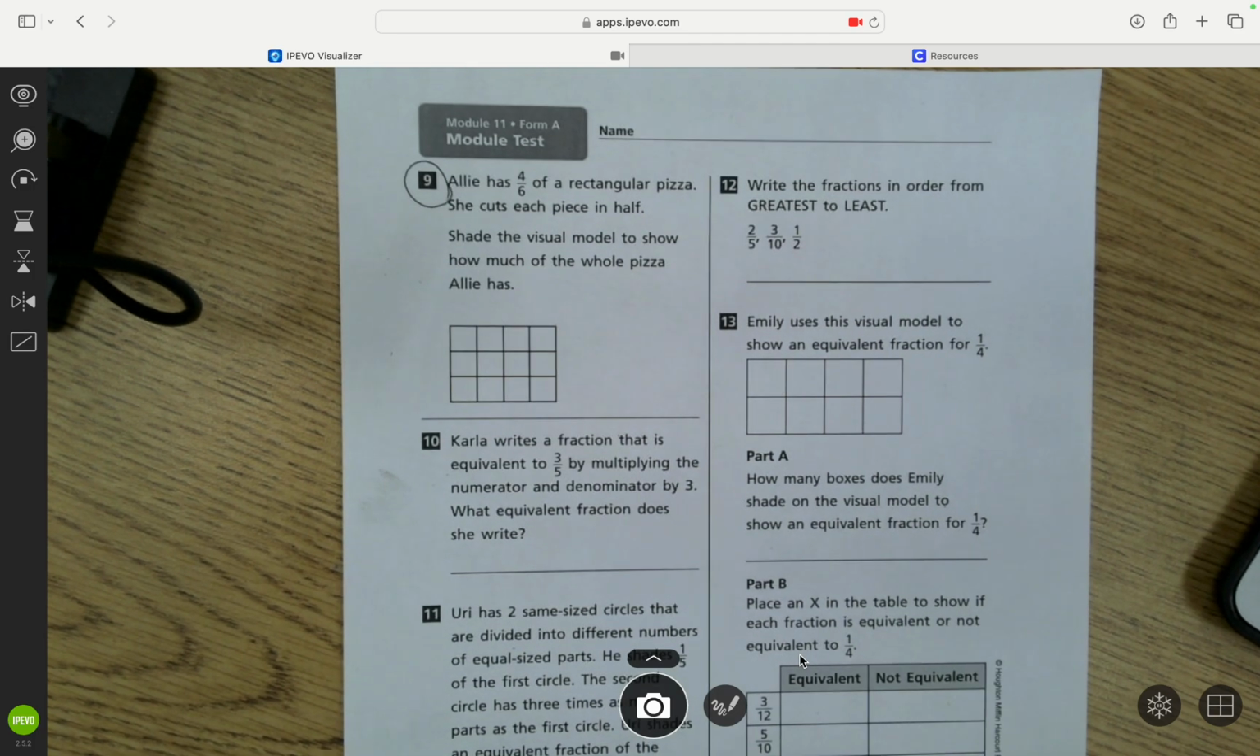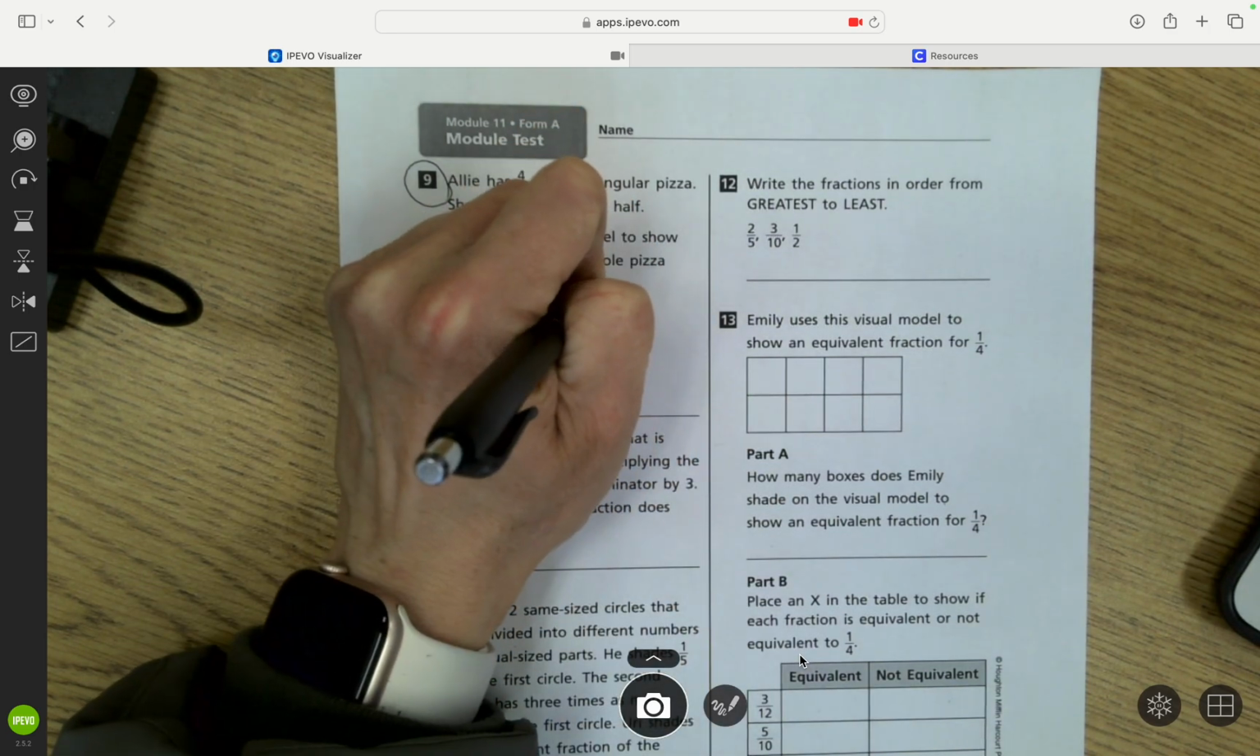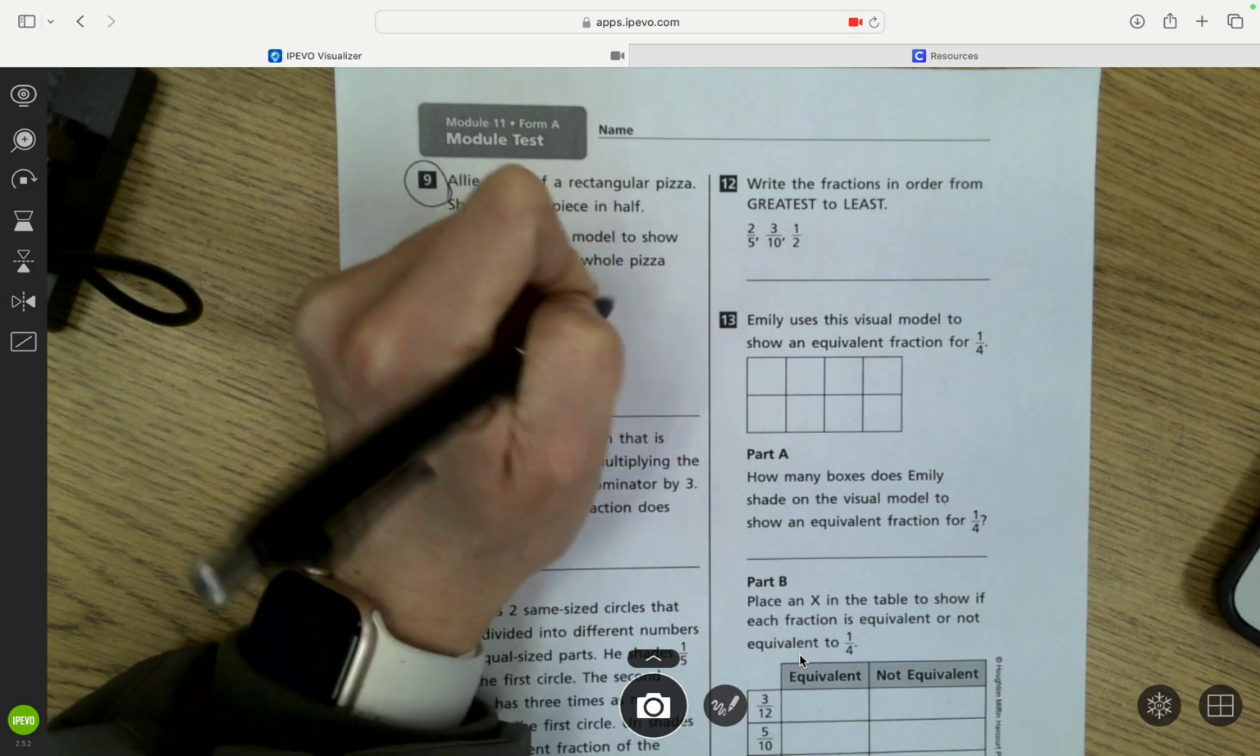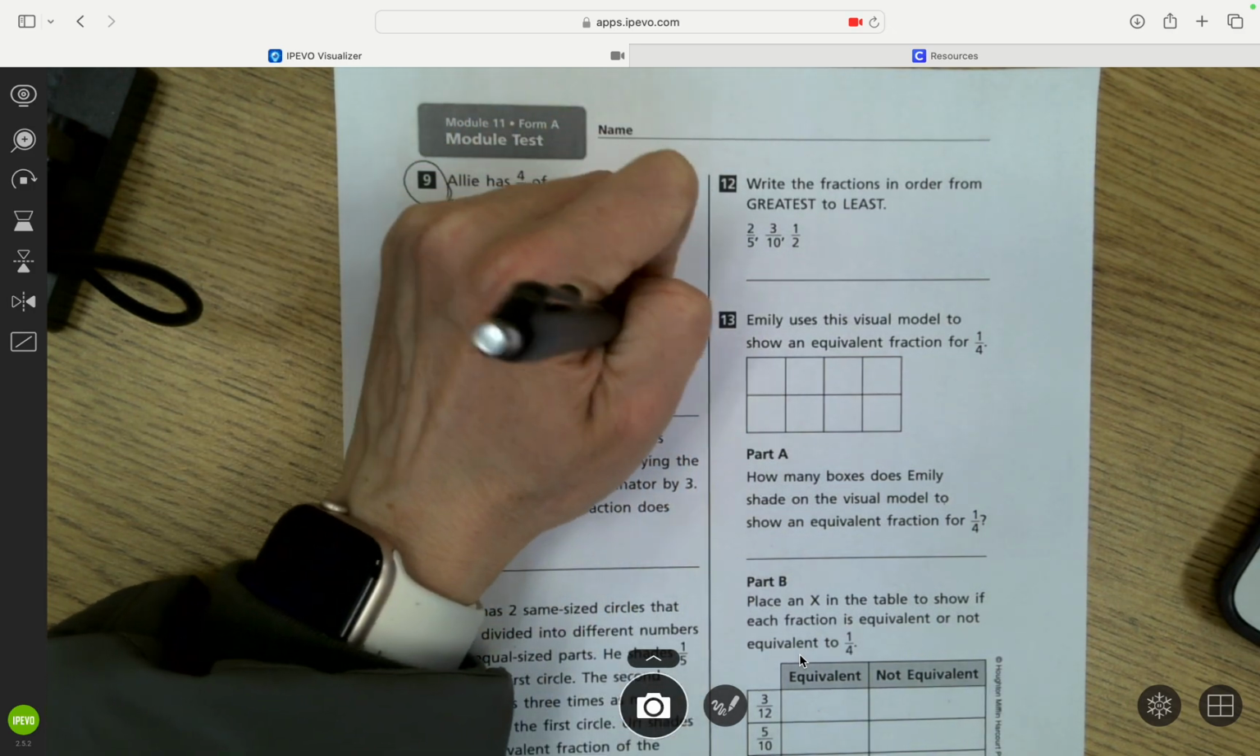Allie has 4/6 of a rectangular pizza. She cuts each piece in half. Shade the visual model to show how much of the whole pizza Allie has. So what we have to do is compare the fractions and find a missing piece. So we have 4/6, and we're going to create 2 equivalent fractions.